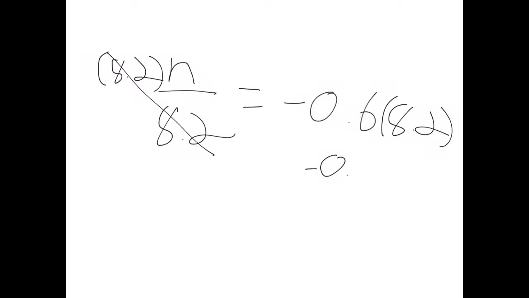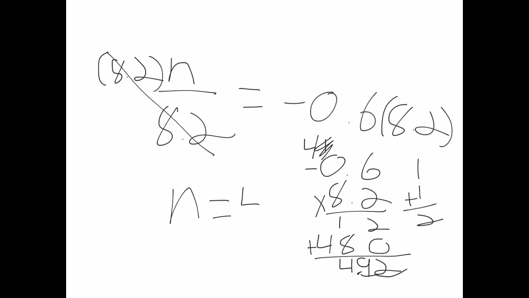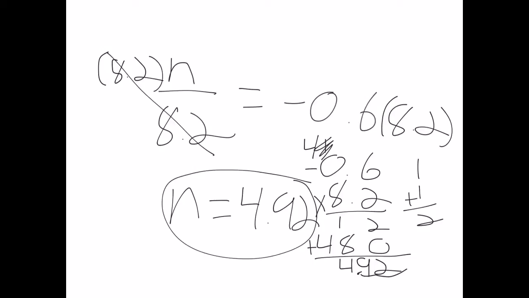So let's do that real quick. 8.2. Alright, so we multiply. Let's see here. 2, 0, 1, 0, 8, 4, 0, 4. Add those together. 4. And then we got 1 plus 1. And then n equals 4.92. Yeah.